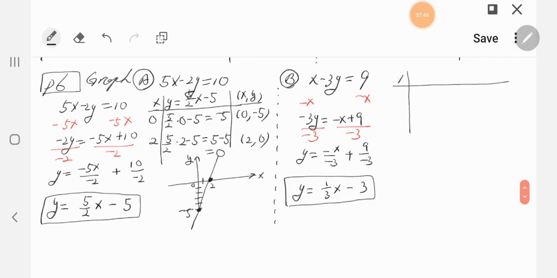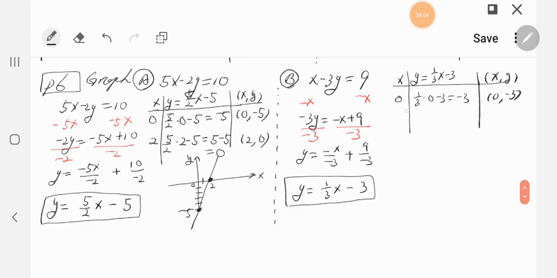2 points, x and y. Okay, y is 1/3 x minus 3. So if x equals 0, then y is 1/3 times 0 minus 3, which is negative 3. So the ordered pair is 0 and negative 3.